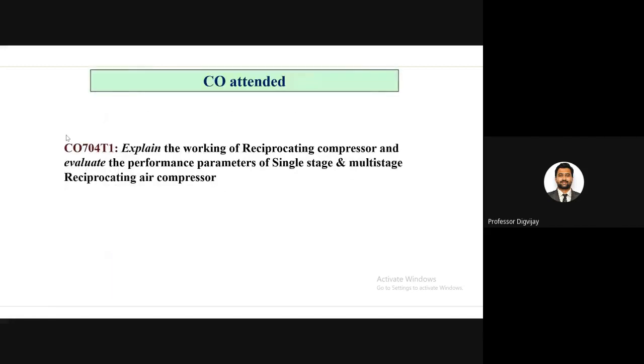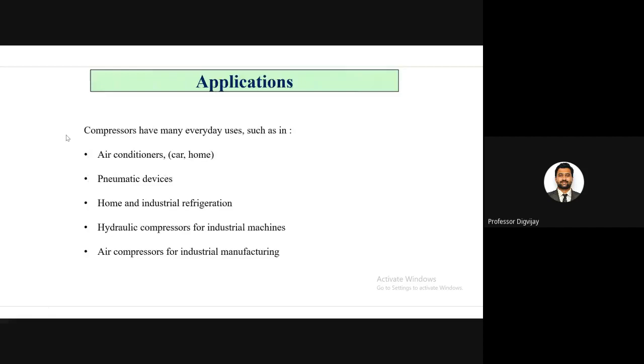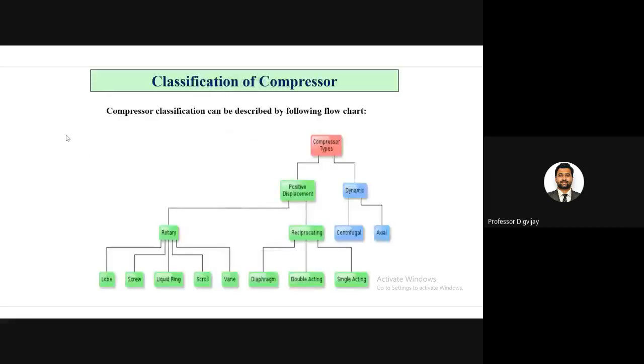First, we started with what is meant by a compressor. A compressor is a device which takes a definite quantity of fluid and delivers it at a required pressure. Generally, the pressure is higher at the delivery side. Then we have seen its applications, and then the classification of compressors. Broadly, they are classified as positive displacement and dynamic. Then positive displacement is further classified as rotary and reciprocating.